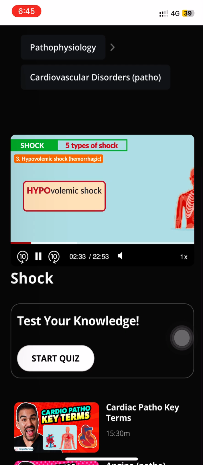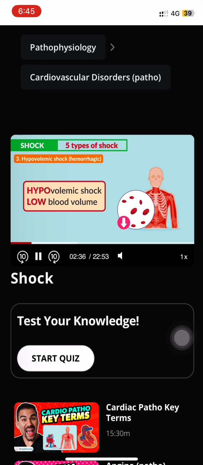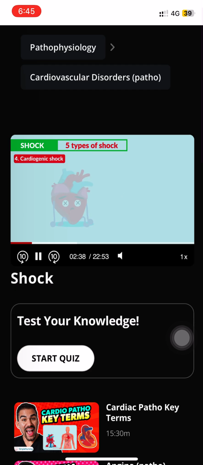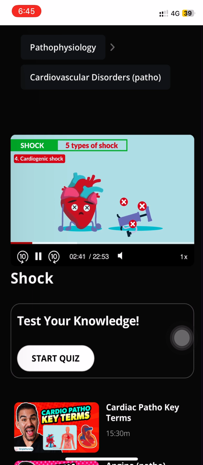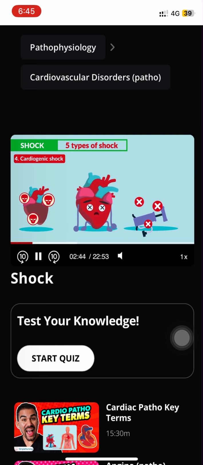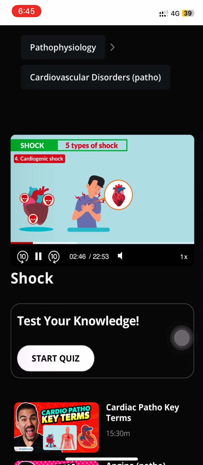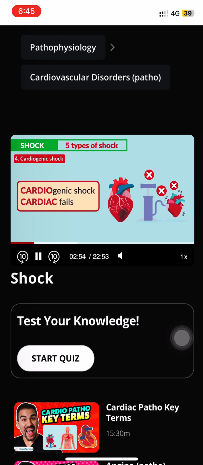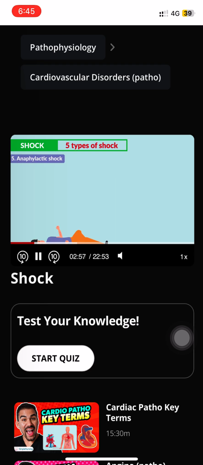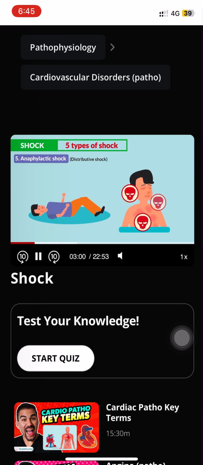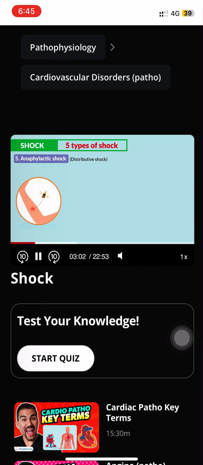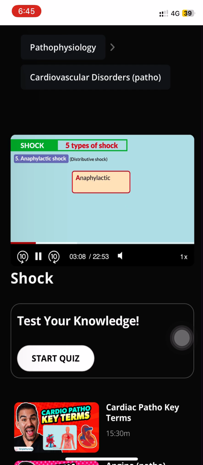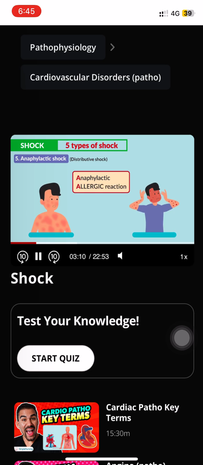For hypovolemic, we have low blood volume. And number 4 is cardiogenic shock, where the heart fails to pump, like an end-stage heart failure or heart failure exacerbation, and even an MI heart attack, where we have weak heart muscles and a failed heart pump. So for cardiogenic shock, just think the cardiac fails. And lastly, number 5 is anaphylactic shock, from a severe allergic reaction, like from a bee sting or even from eating seafood or something you have an allergy to. So for anaphylactic, think severe allergic reaction.